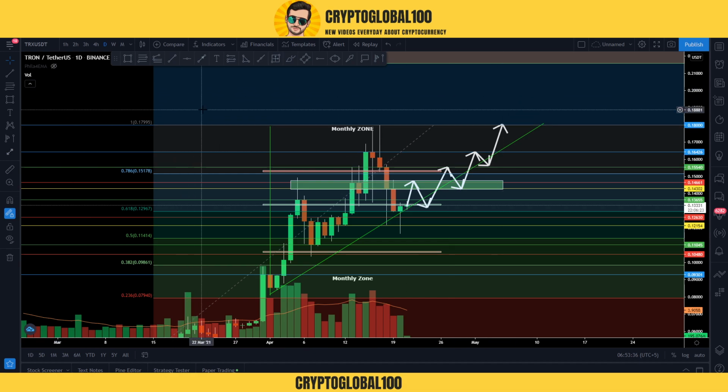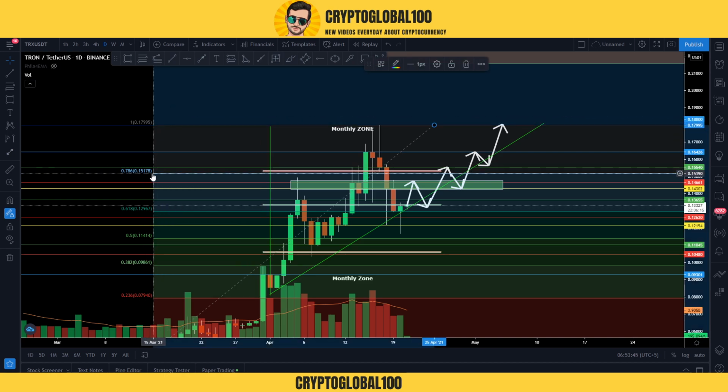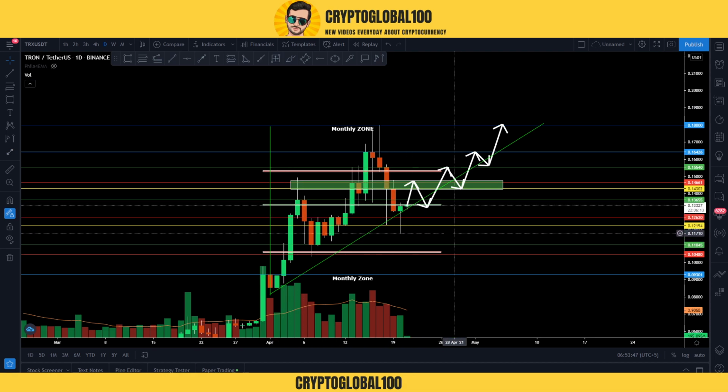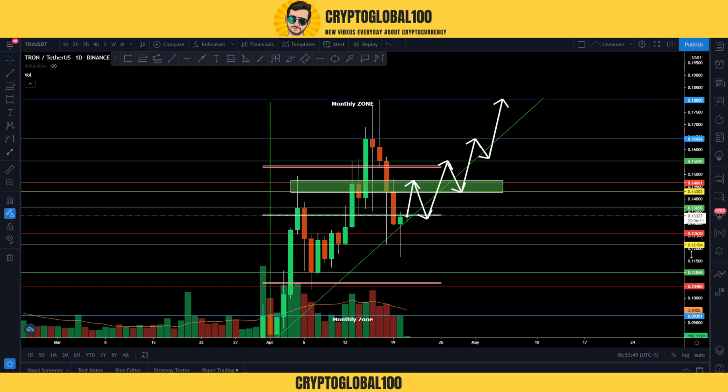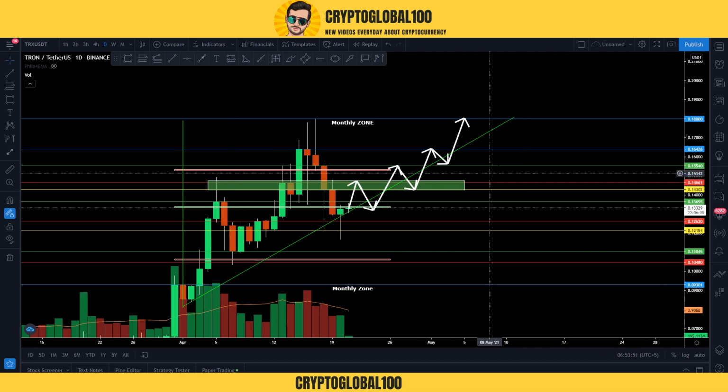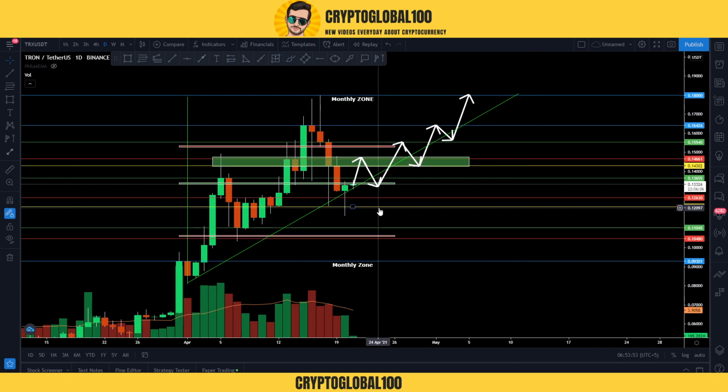I know the chart has become a little complicated, but that's how things are. We need to find exactly what's going on in the market for the Tron USDT pair. So guys, that's it. I have given you the detailed analysis of the Tron TRX.